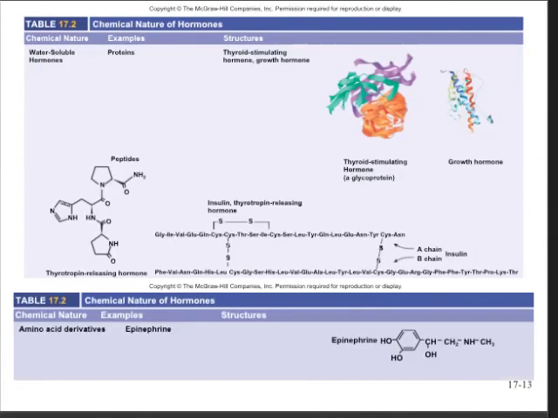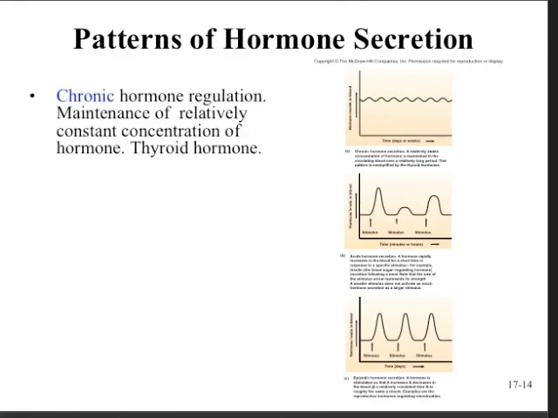This is just some more examples. These are the water-soluble hormones. Remember that they can travel directly in the bloodstream, and the receptors on their targets are going to be primarily on the membrane surface.